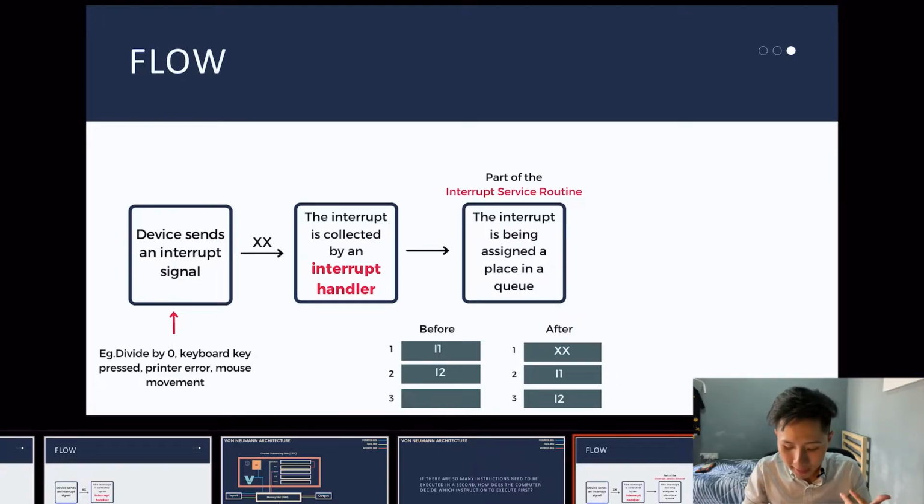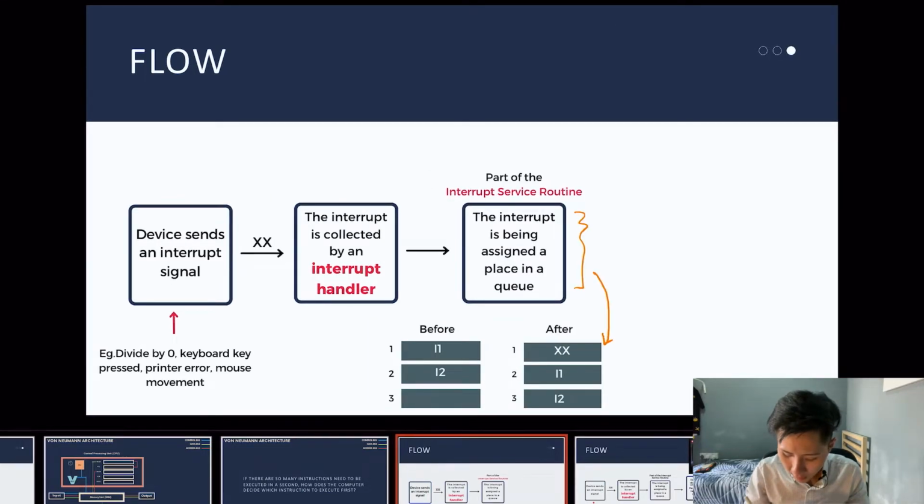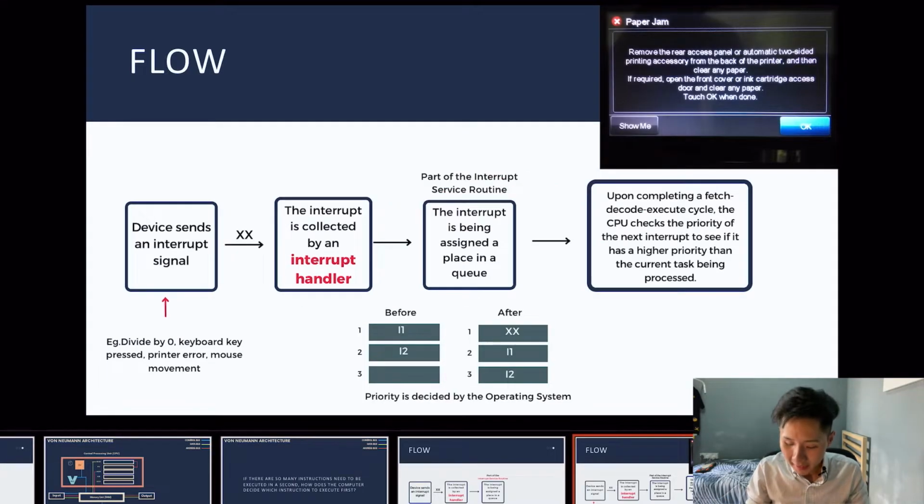This is where the interrupt service routine comes in. Just now we said that the interrupt is collected by an interrupt handler. Based on how important the interrupt is, it will be assigned a priority and placed in a queue. It can be checked before the next task is executed, or after each task is executed. Upon completing a fetch, decode, execute cycle, the CPU will check whether the next interrupt has a higher priority than the current task being processed.